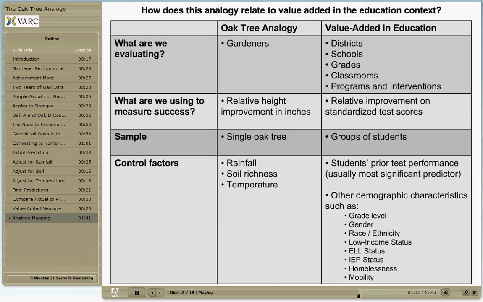In the education context, we control for prior performance. This tends to be the most significant predictor of student performance. Based on what other data is available, we also control for other factors beyond the district, school, or classroom's influence, such as grade level, gender, race or ethnicity, low-income status, ELL status, IEP status, homelessness, and mobility.